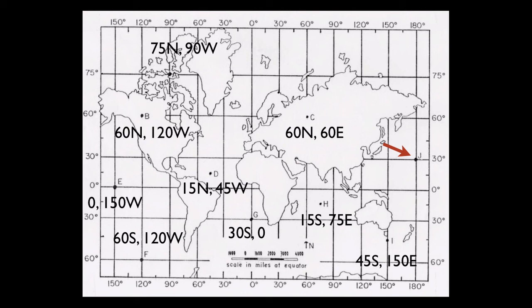And then we have point J. I'll give you a moment to think about that one. Hopefully it's starting to become a little bit easier for you. Point J is at the 30-degree north line because, again, find the 0 line. We're on the line above it, so it's north. Up is generally north on a map. And then it's on the 180-degree line. And again, we are to the right of the prime meridian, which is going to make it east. So 30 degrees north, 180 degrees east.